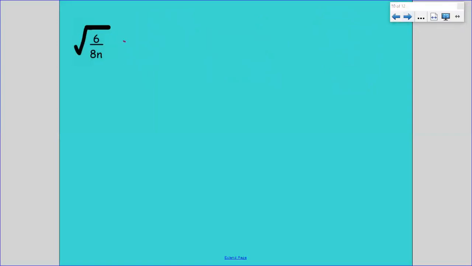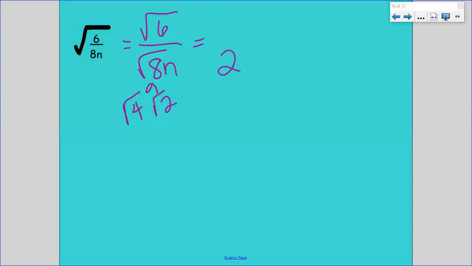So again, this equals, because of the division property, the square root of 6 over the square root of 8n. Okay, now we can simplify here. The square root of 4 over the square root of 2. The square root of 4 is 2, and that comes out from underneath the radical. I can't pull out n or 2, so I just leave the square root of 2n underneath. And I can't reduce this at all, so that's 6. Now, I still have a radical underneath my fraction bar.